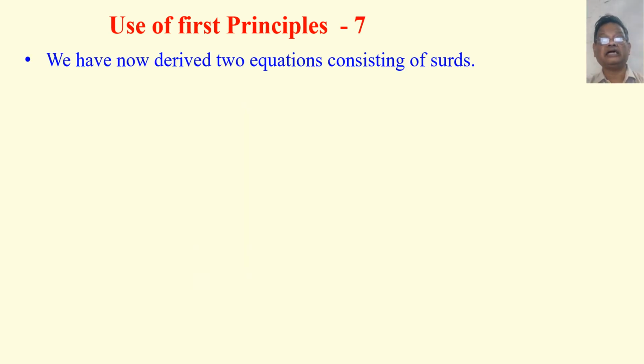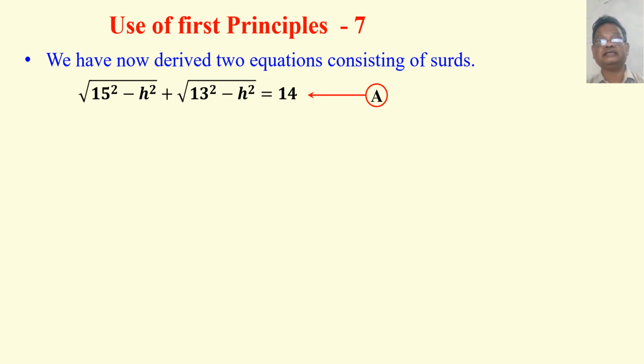We have now derived two equations consisting of surds. Square root of 15 squared minus h squared plus square root of 13 squared minus h squared equals 14, labeled as equation A. Square root of 15 squared minus h squared minus square root of 13 squared minus h squared equals 4, labeled as equation B.